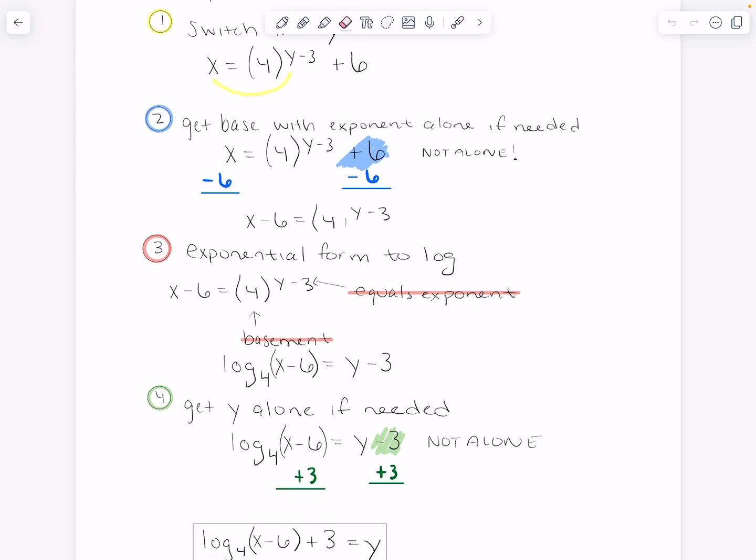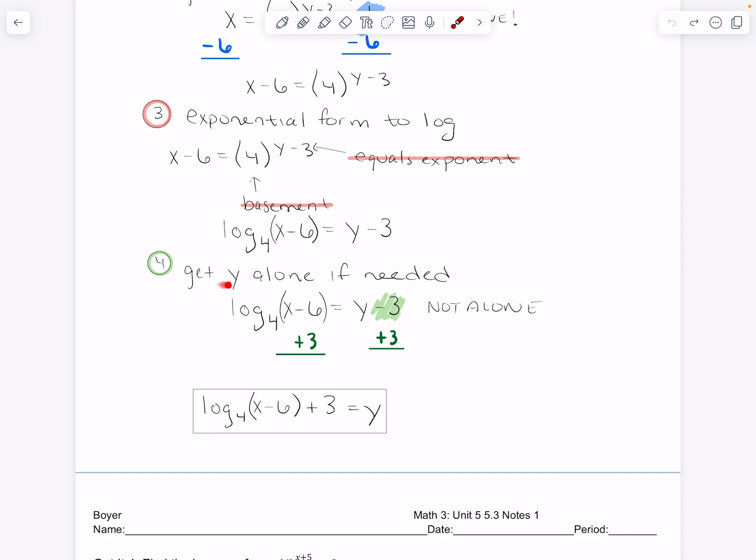Now that I have my base and exponent alone, I can put it into log form. So if you remember, the 4 is the base, so it's going to go in the basement, so log 4. The x minus 6 is not one of my special phrases, so it goes directly after the log 4, so x minus 6. And then the exponent is the equals exponent, so y minus 3 goes on this other side of the equal sign. So log base 4 of x minus 6 is equal to y minus 3.